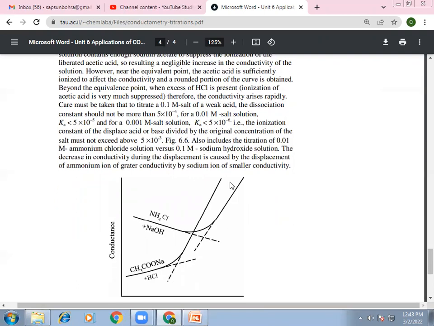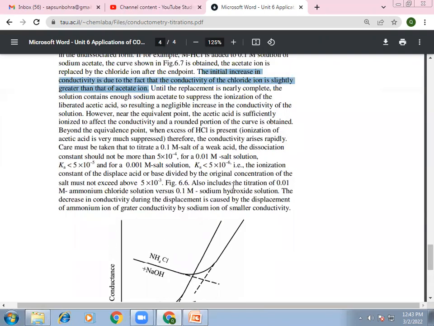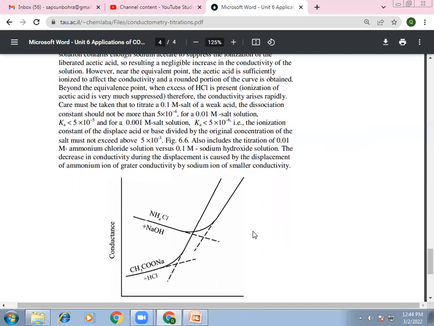So until the replacement is nearly complete, okay, the solution contains enough sodium acetate, and that will suppress ionization of liberated acetic acid, so resulting in a negligible increase in the conductivity. However, near the equivalence point, your acetic acid is sufficiently ionized to affect the conductivity, and a rounded portion of this curve is obtained. Beyond the equivalence point, what is happening? Excess जो भी HCl present है, okay, and because of the ionization of acetic acid is suppressed, conductivity will sharply decrease.